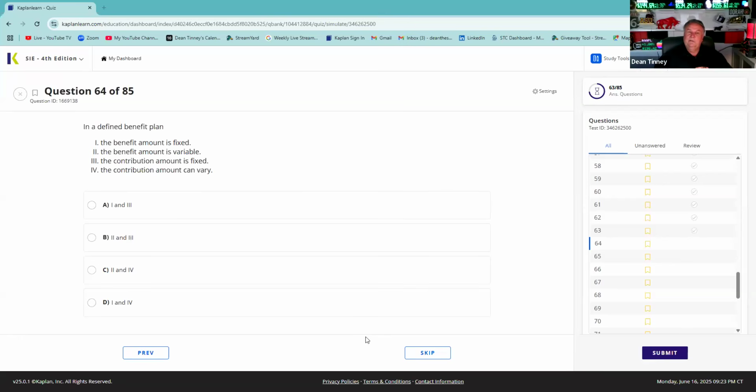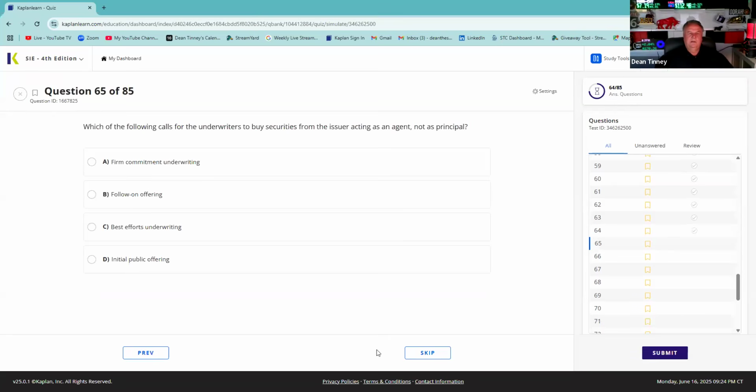I said, are you worried about your pension plan? He said, no, Dean, my pension plan comes from the UAW. It's a multi-employer plan, and that pension is very secure. He said, but I am worried about my health insurance, because Chrysler is responsible for paying that. I said, oh, well, there we go. 1 and 4.